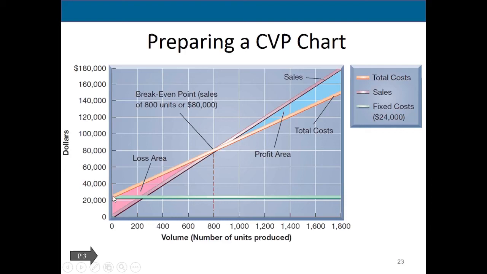And then we're going to plot our fixed cost line. Fixed cost is $24,000 within the relevant range. It's always going to stay the same at $24,000. And therefore, we should be able to kind of figure out if we know what our variable cost per unit is, right? What was variable cost per unit? Does anybody remember? It was $70 a piece, right?